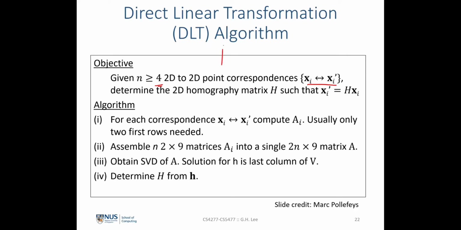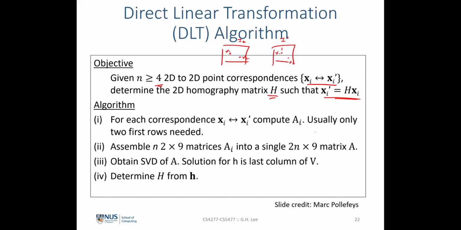What this means is that I have two images here, I and I prime. I have 4 or more point correspondences here. So this is x1, x1 prime, x2 and x2 prime, and so on. Given this observation from the images, where I have this set of point correspondences, the objective is to find the 2D homography H such that xi prime is related to xi via this relation over here.